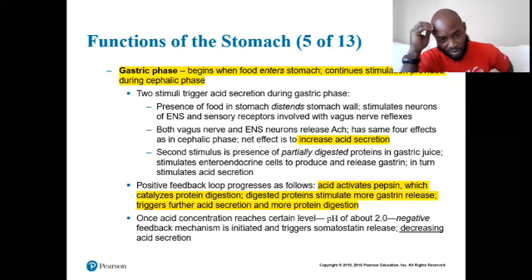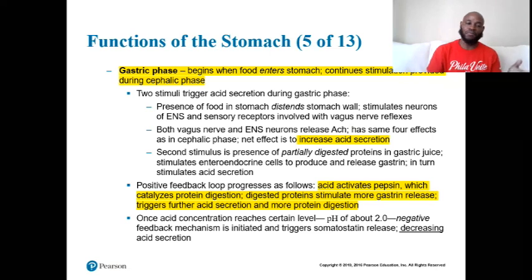So this positive feedback loop progresses. Acid activates pepsin. Remember pepsin? We talked about that. Secreted by your chief cells. Pepsinogen gets converted to pepsin. Acid activates pepsin, which catalyzes protein digestion. Digested proteins stimulate more gastrin release, which triggers more secretion of the acid, right?